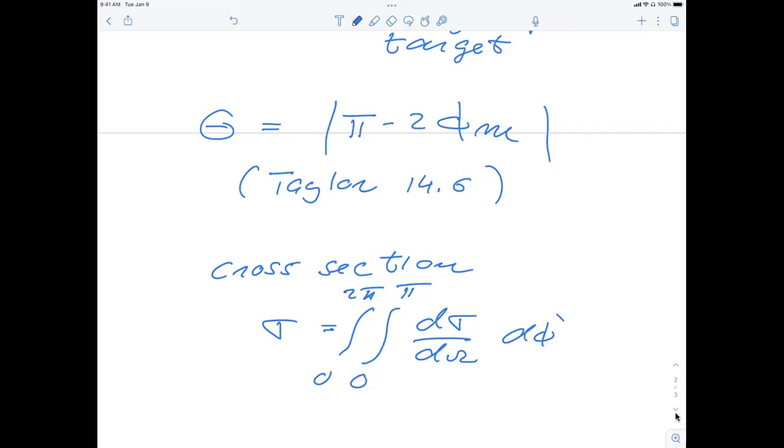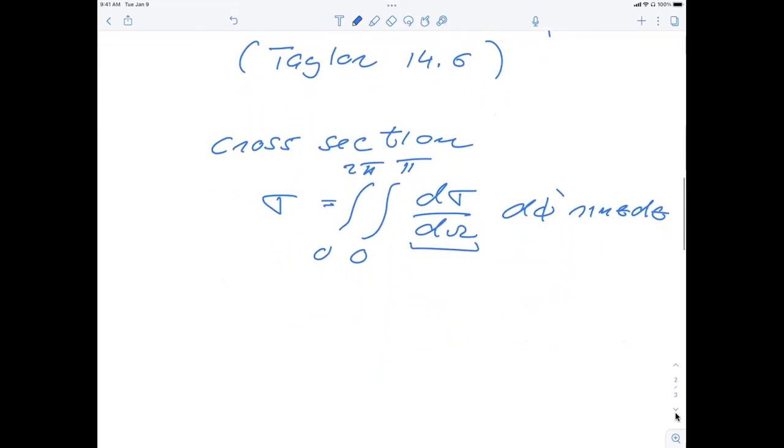It's not the same phi as the other one. And there's a sine theta d theta. Now this quantity which we see here is called a differential cross-section. And this differential cross-section, for central forces, is normally independent of the angle phi. So normally, we can integrate out the angle phi.